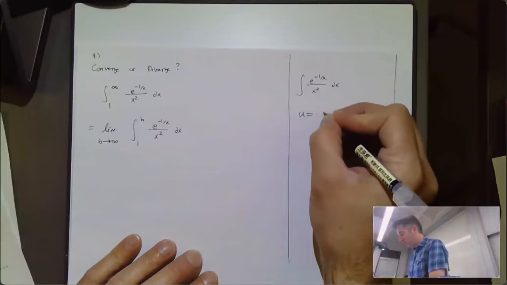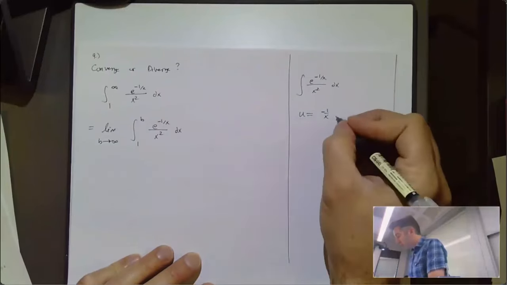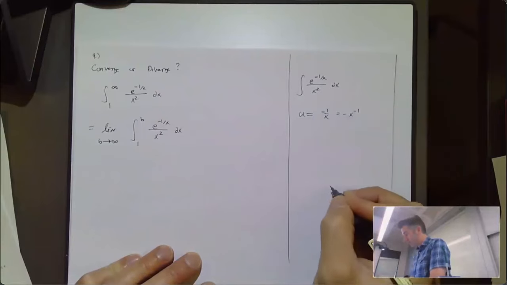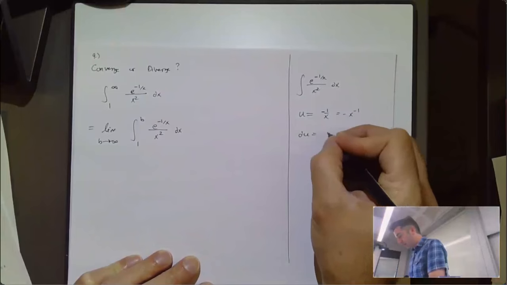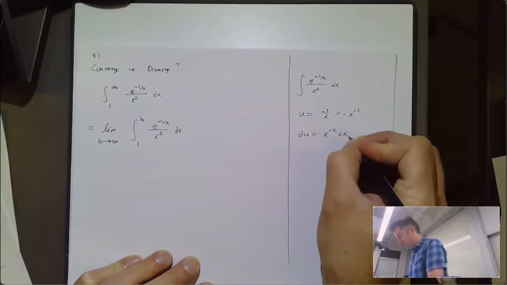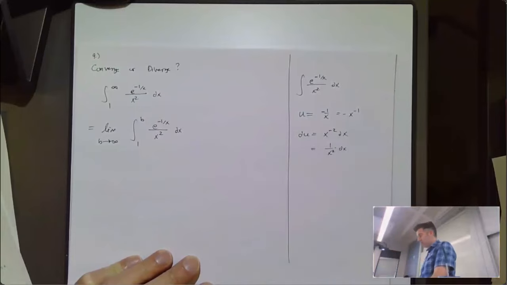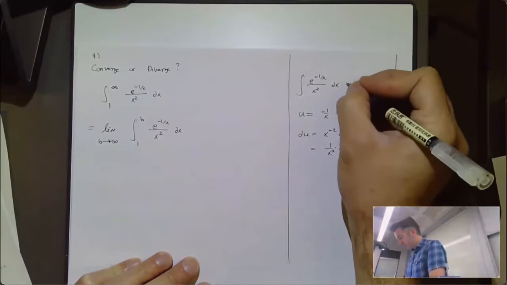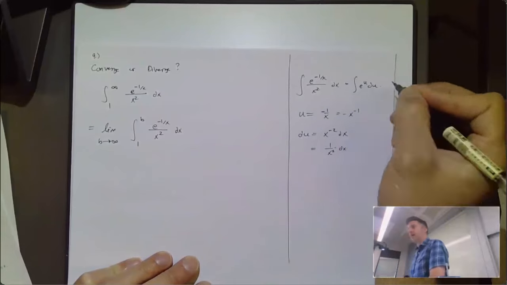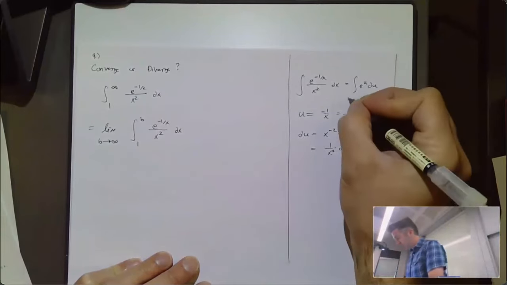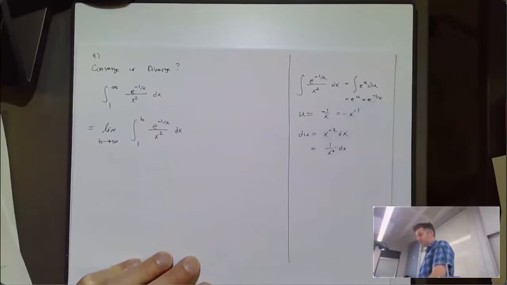I'm going to let u equal negative 1 over x, or negative x to the negative first. My du is exactly what I need it to be. It's going to be positive x to the negative second, or 1 over x squared dx, which I totally have. So this integral is going to become just the integral of e to the u du. That's great. That's just going to equal e to the u, which is e to the negative 1 over x.